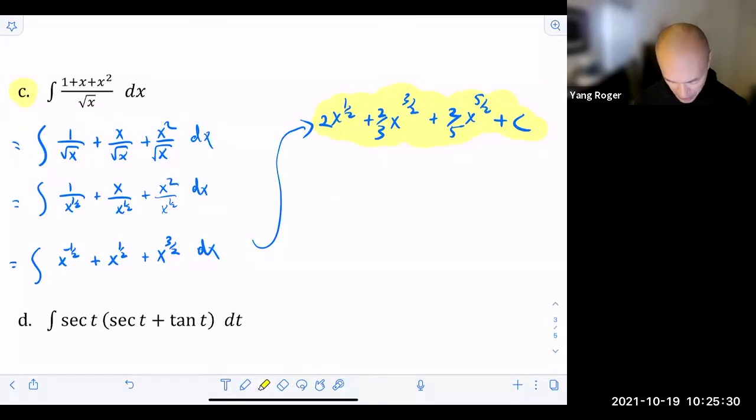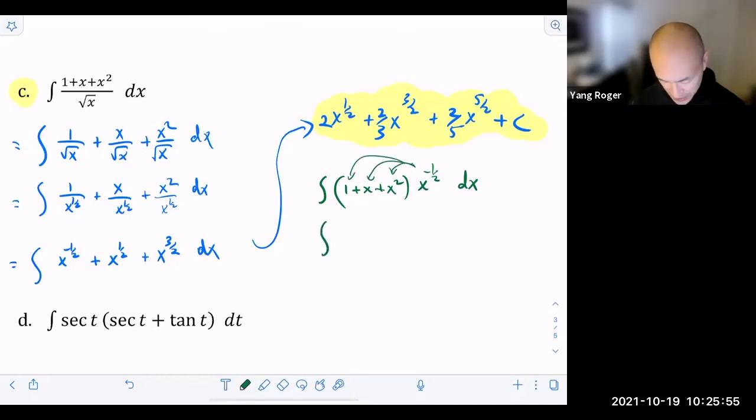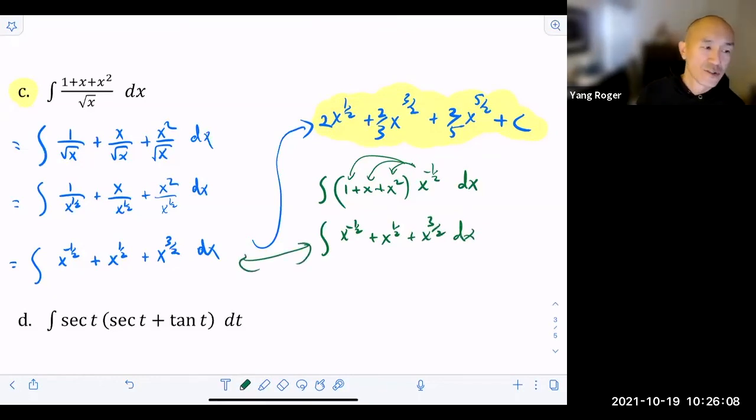So the other way that you could do this problem, I'll do this one in green, is you could have rewritten the integral as 1 plus x squared, and instead of dividing by square root of x, you multiply by x to the negative 1/2 like that. This is the same as the original question. And then you could distribute like this. When you distribute, you're going to get x to the negative 1/2 plus x to the 1/2 plus x to the 3/2 dx. And that's really the same step as right here. So it's two sides of the same coin. You could do it either way. Does that make sense? Any questions?